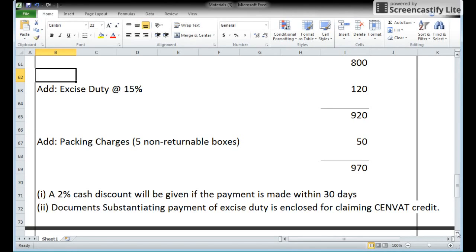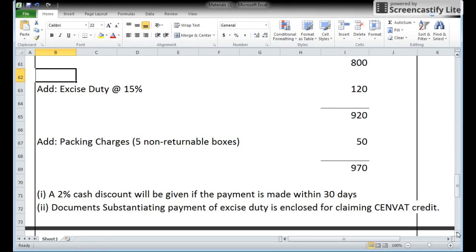The second point says document substantiating payment of excise duty is enclosed for claiming SENVAT credit. What is the SENVAT credit? You will learn a whole lot of it in indirect taxes, but let me quickly give you an idea on what it is.